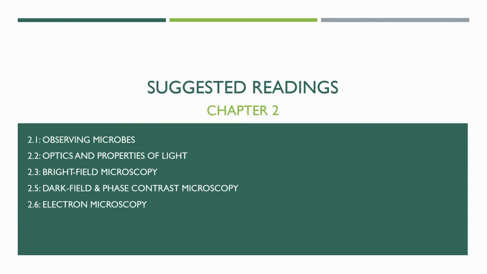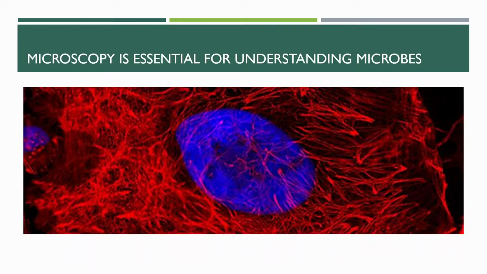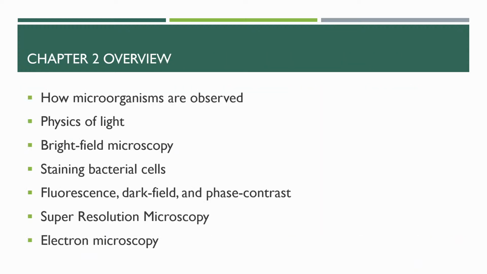All right, so chapter 2 talks about microscopy and how we observe the microbial cell. And so in lab, we're going to be using microscopes a lot. So I wanted to make sure that we understand how microscopes really work, because they're really important for our understanding. So we'll start by understanding a little bit about the physics of light. And we'll try to get through staining today, because we're going to be staining bacterial cells in lab next week.